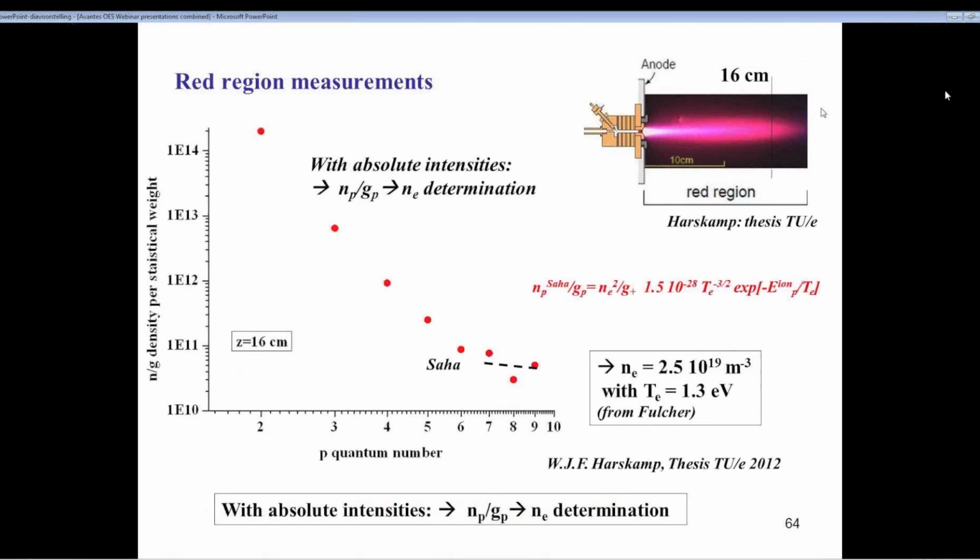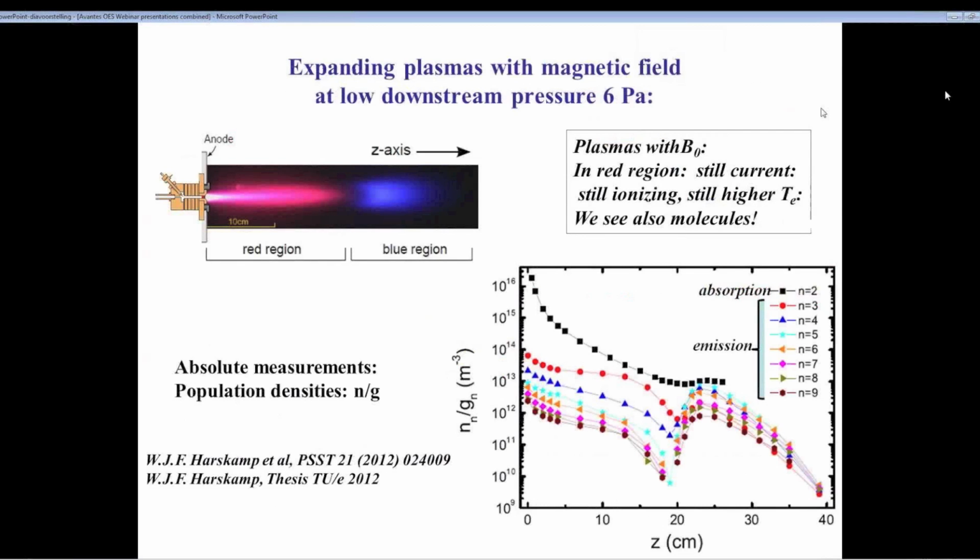Here is another measurement at 60 centimeters, still in the red, with the same spectroscopy. Here you can see the Saha approach already pretty well, because the highest levels are close to each other, and you get electron density and temperature.